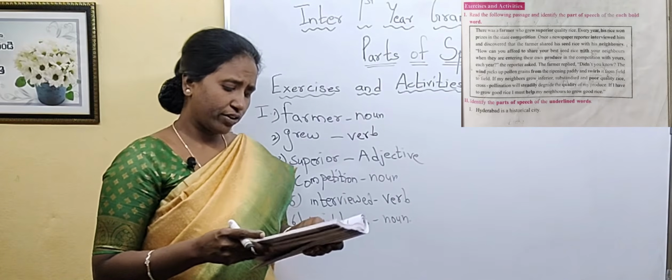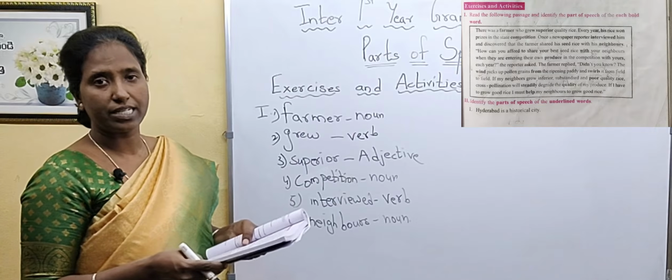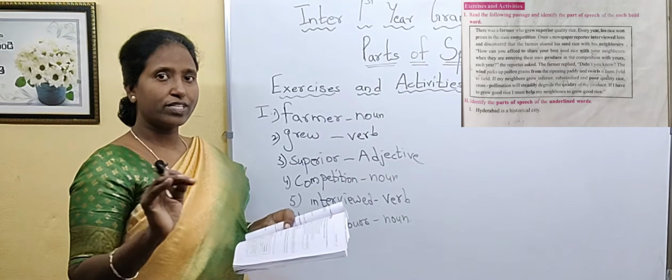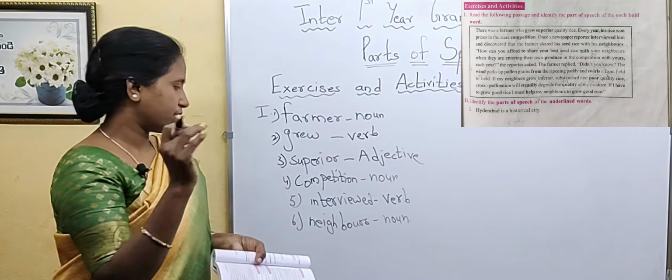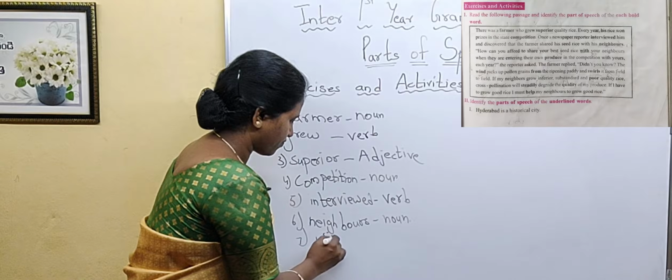How can you afford to share your best seed rice with your neighbors? With is telling the position, to whom, to which direction it is going. So it is a preposition. With is a preposition.